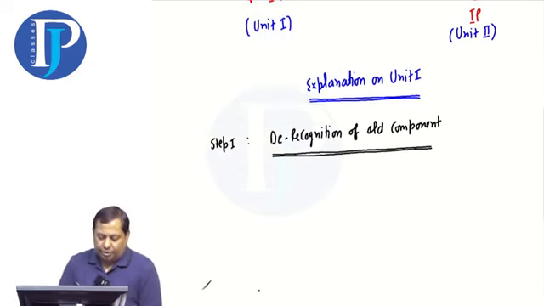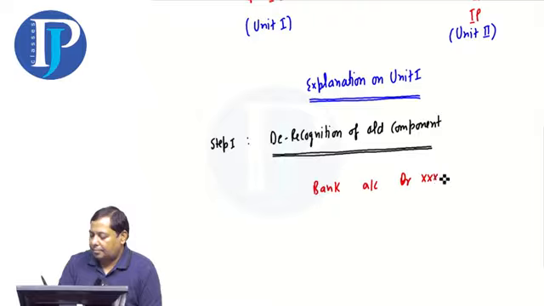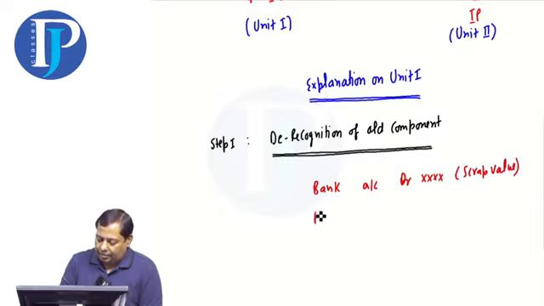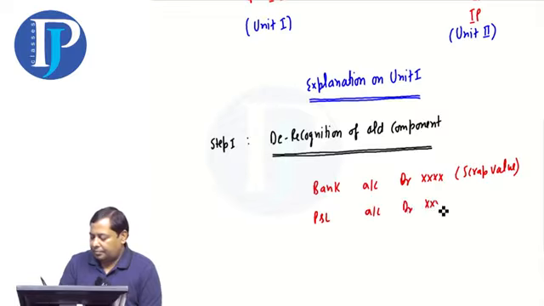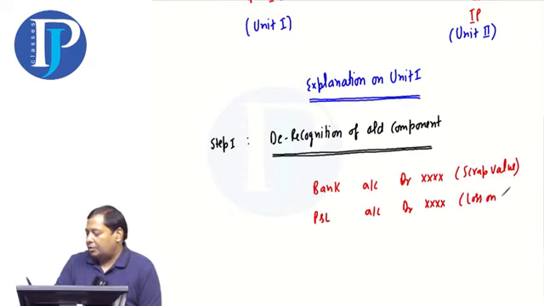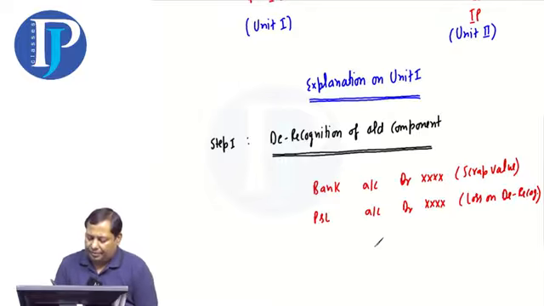The recognition of the old component. We will pass an entry: bank account debit. What is this? This is the scrap value. Profit and loss debit, loss on the recognition. We call it a loss on sale.